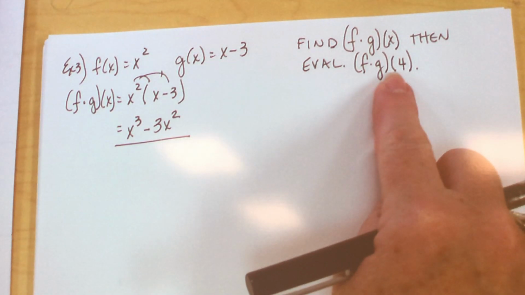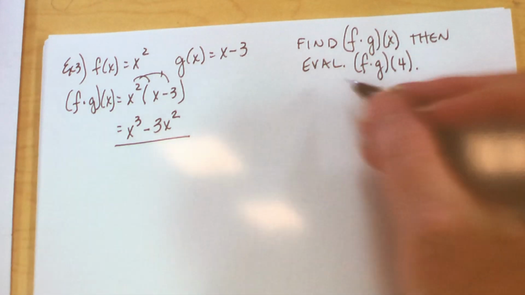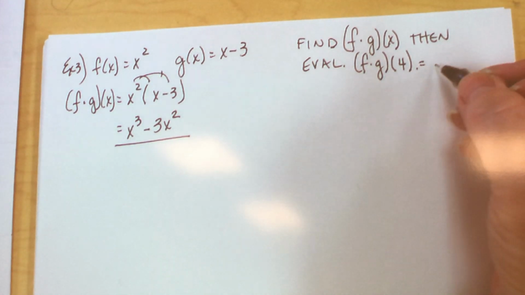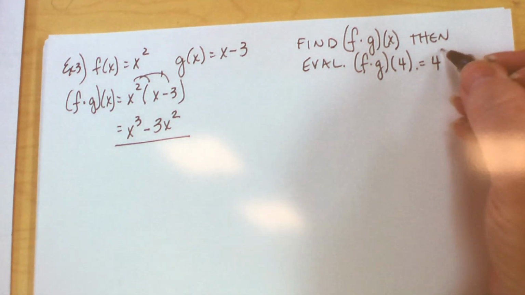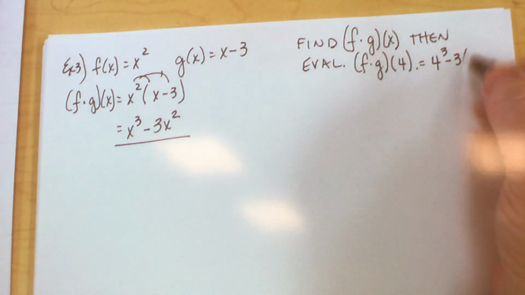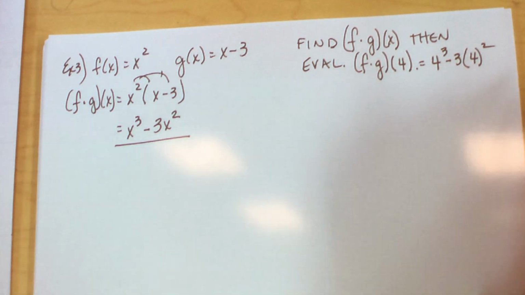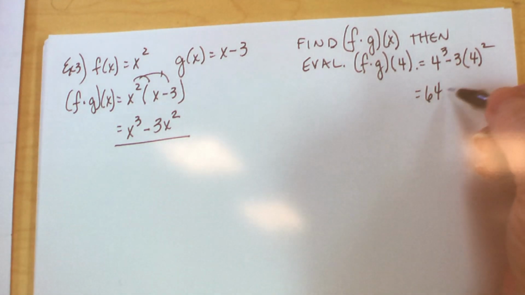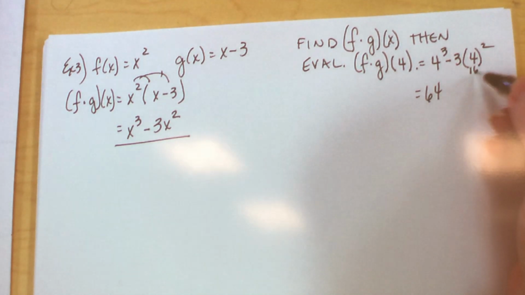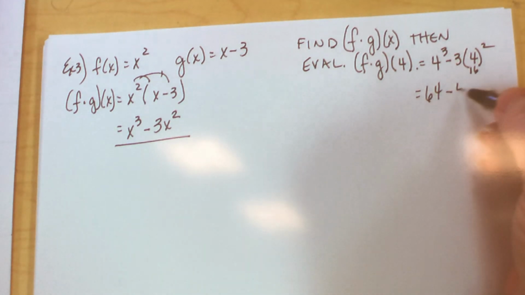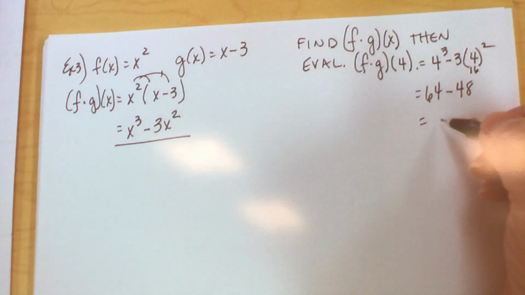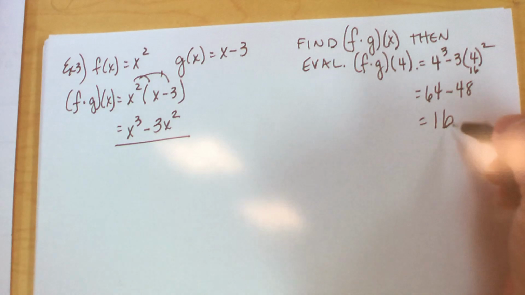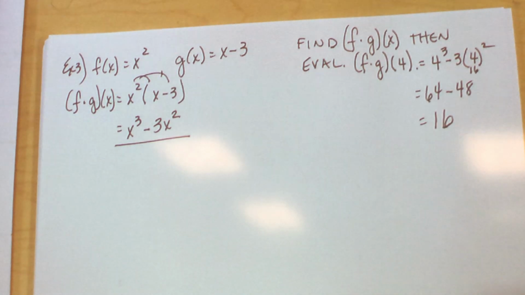Now all they want me to do is plug a 4 in for my x, so this is going to be equal to 4 to the third minus 3 times 4 squared. What's 4 to the third? 64. What's 4 squared? 16. What's 3 times 16? 48. And 64 minus 48? 16. All right, anybody got a question?